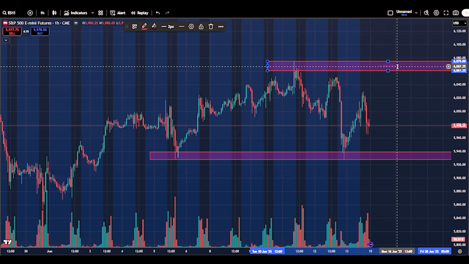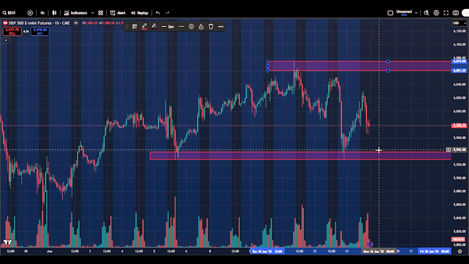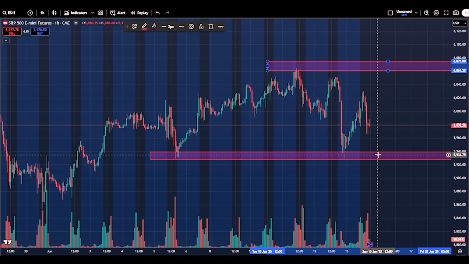So watching this for a possible reject here. We break above, retest, watch for the longs. And I have a possible bounce area down here. Not a whole lot going on in ES right now. I'm not crazy about the area we're in, but this is the current hourly supply and demand.